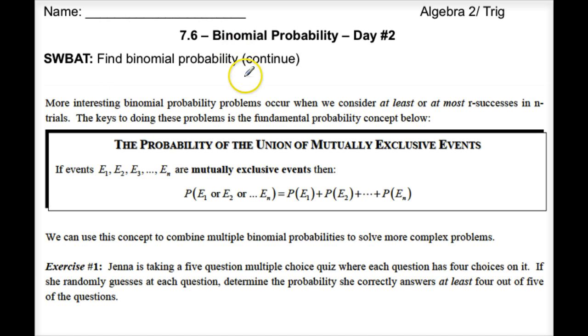More interesting binomial probability occurs when we consider at least and at most. So we talked about success being specifically 4, 2, 3, 10, or whatever. Now, in this lesson, we're going to talk about at least and at most. The key of doing these is that we need to know what's going on.